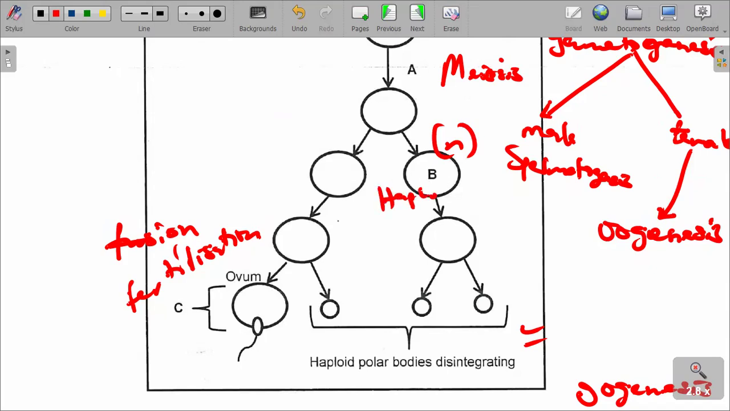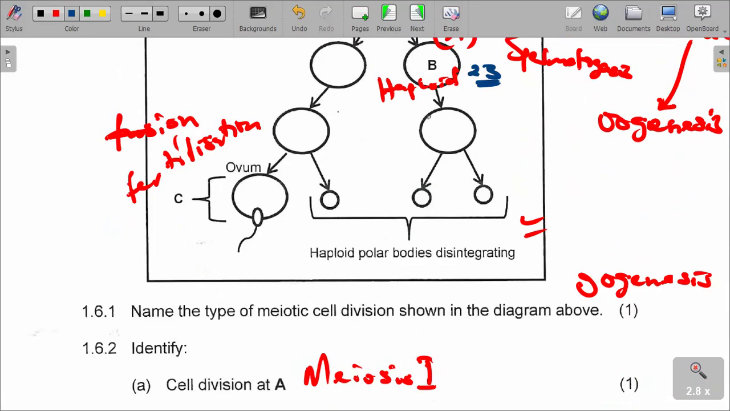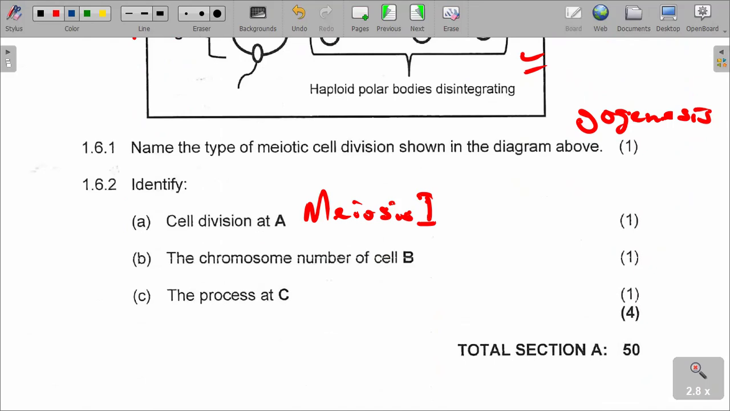This is a haploid cell. Our haploid cell is always supposed to be known as having 23 chromosomes, which is normal when everything is normal. So what we need to understand is that the chromosome number of cell B, the secondary oocyte in humans, is 23 chromosomes.